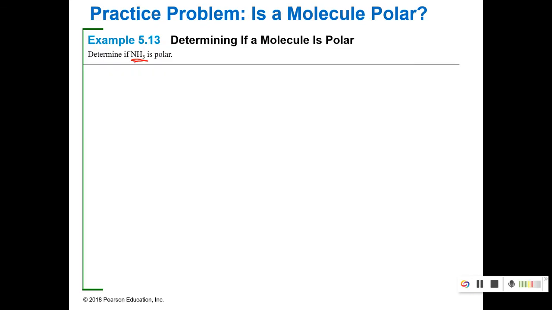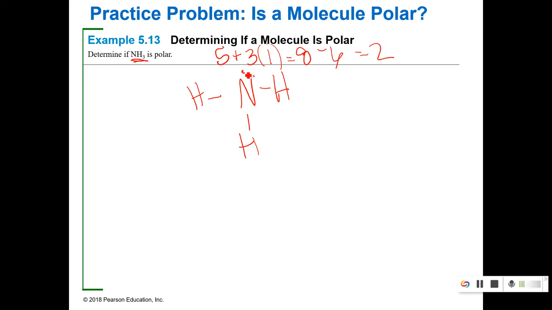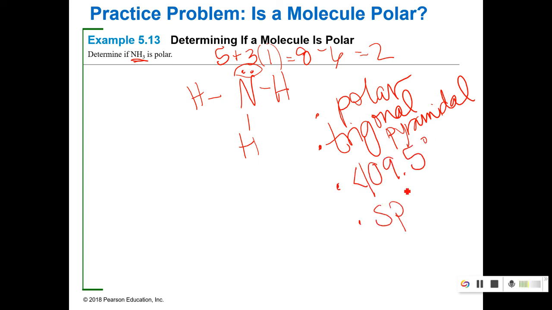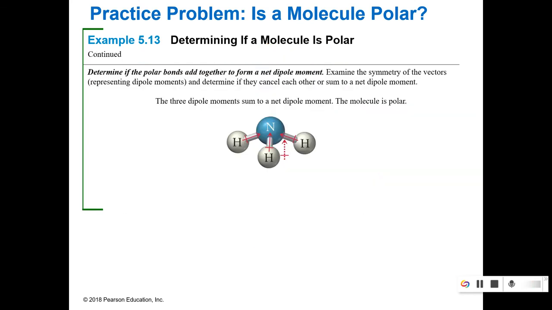Okay, so is NH3 polar? Again, first, draw it. Don't forget to count your total valence. I've used 6. The other 2 go on nitrogen. So, lone pair, polar. While we're here, let's go ahead and say the shape. Trigonal pyramidal. Less than 109.5. sp3. Okay, it is great to just do it all so you know what's happening.